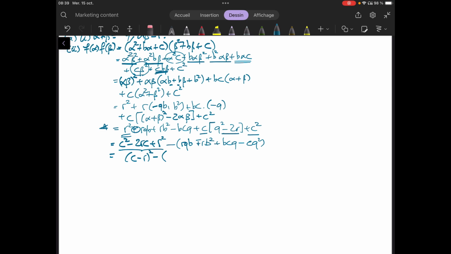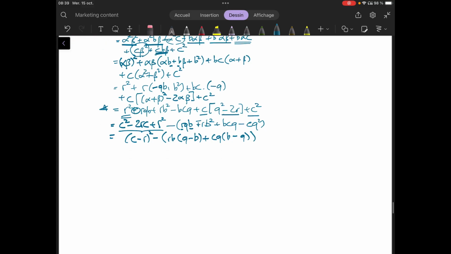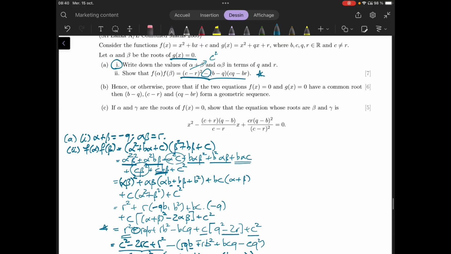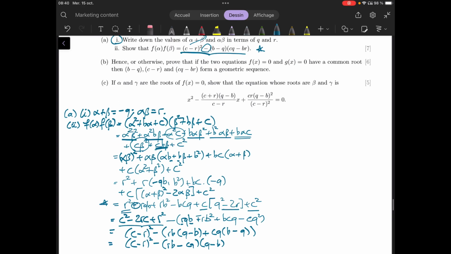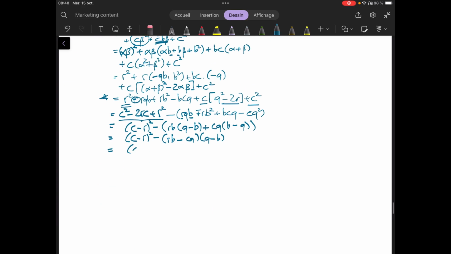First three terms, that's c minus r squared. The remaining three terms, let's factor rb out for the first bracket and cq out for the second bracket. Et voila. That is your final answer.